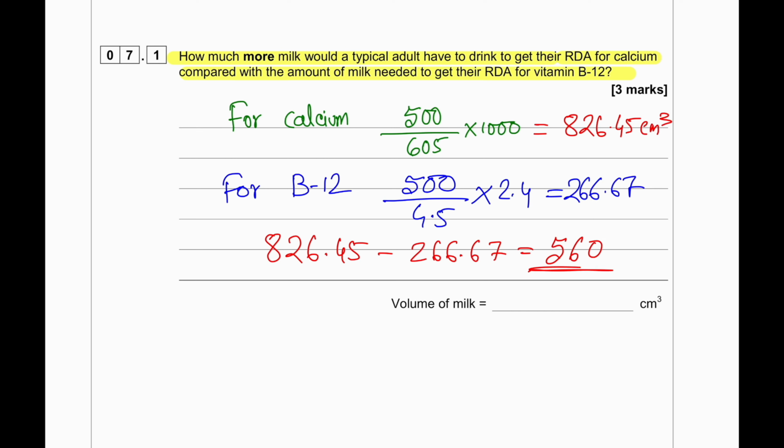Answer corrected to two significant figures. If we correct it to three significant figures, it will be 559. So whichever is your choice, you write that one as the answer.